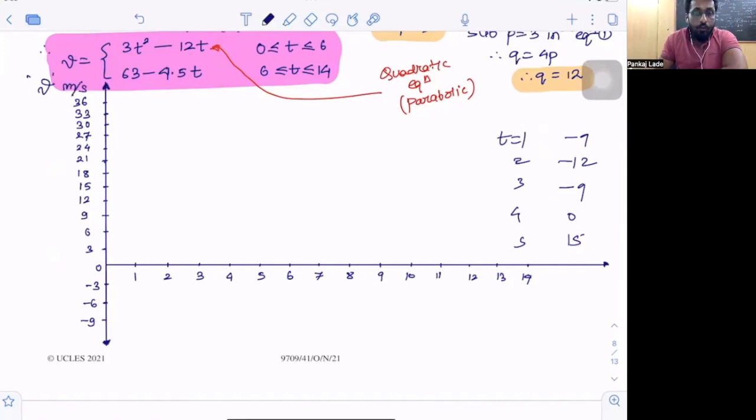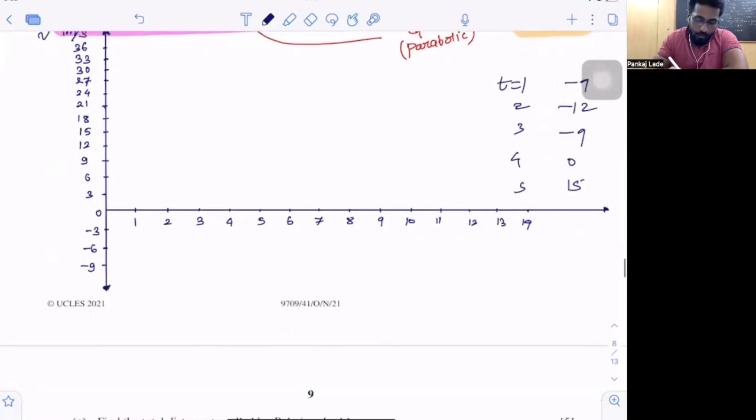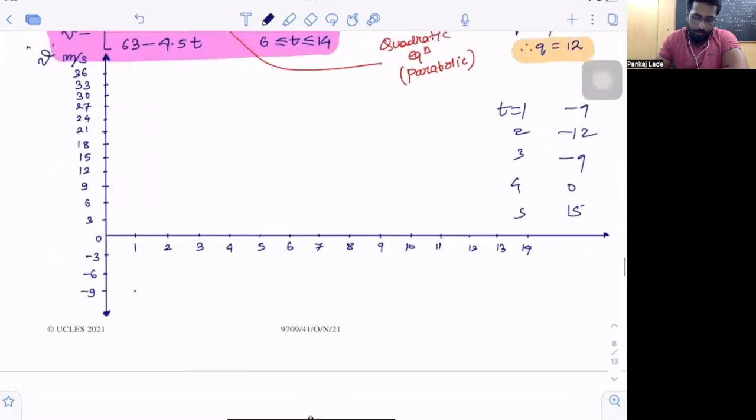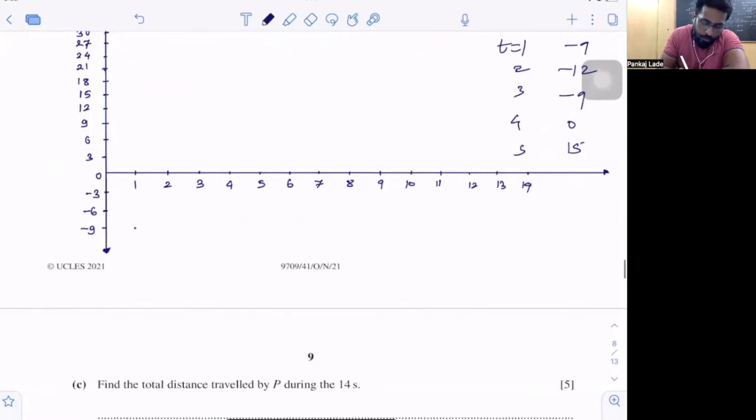Okay, so I know for 0 it was 0. For 1 it was minus 9. So it is here. Then minus 12. So I'll have to go a little bit down over here. That's minus 12, isn't it? So for 2 it was minus 12. So somewhere here. And then for 3 it is again minus 9. So here. Then for 4 it is 0. So this is 0. So the graph is going to come like this. Got it? Okay, quadratic. Okay, so it's a parabolic graph.